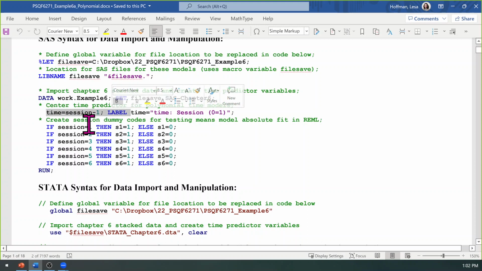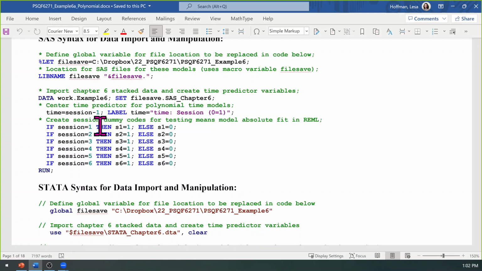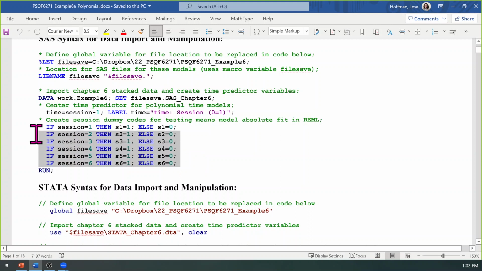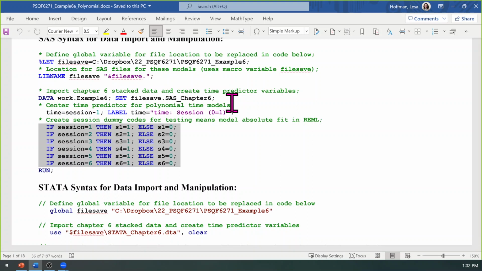So it's a generic index level 1 ID variable like wave or occasion or something like that. Time is the centered version, which is session minus 1. So time is going to run 0 to 5 instead of 1 to 6. The rest of these, this is the SAS code here to make these, these are dummy codes for which session is which. They are going to be used to compare the fit of our fixed effects model back to the saturated means, and I will describe what they are for when we get to that point.